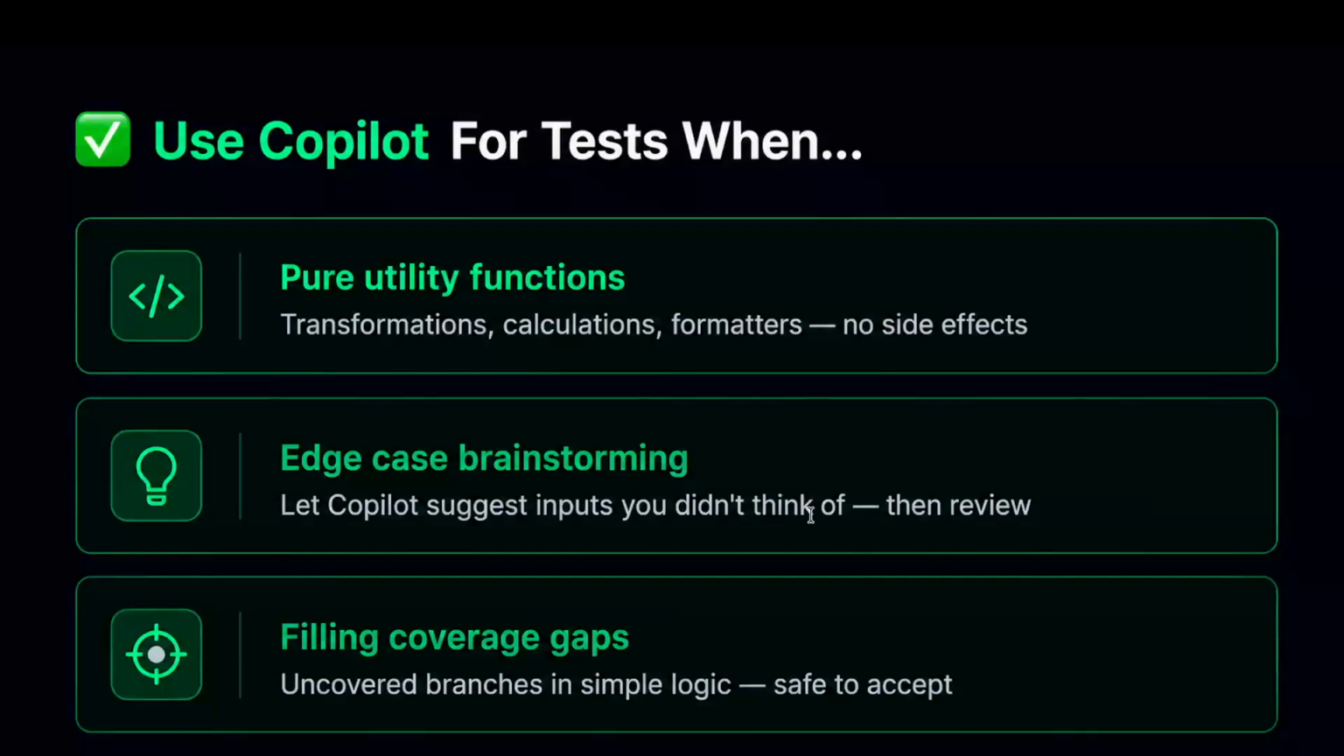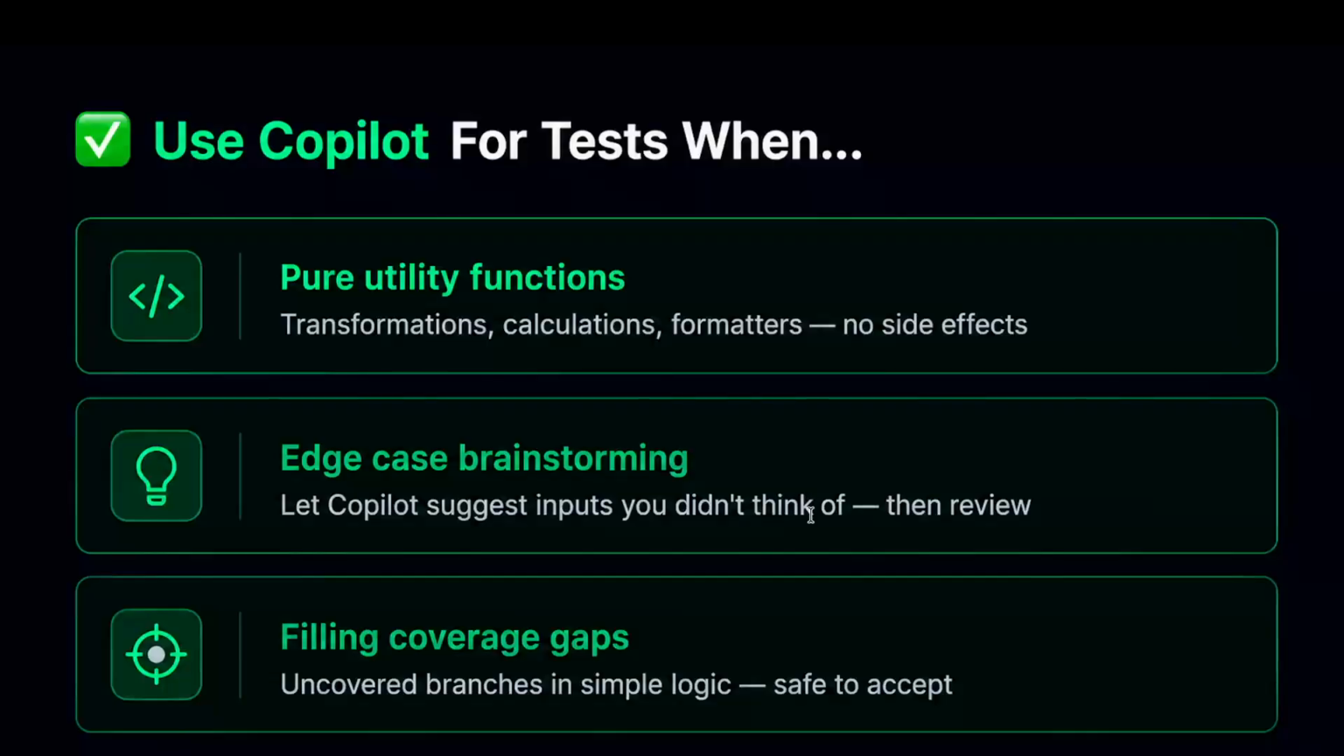You can directly accept that, but what you want shouldn't be like whatever it is suggesting, I'm pressing tab and accepted the solution. So you have to be clear what you want. Then the second one is when you need the edge cases, Copilot will suggest inputs you didn't think of, as I told you. So use it as a brainstorm tool.